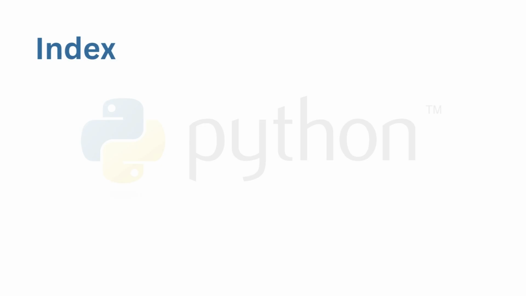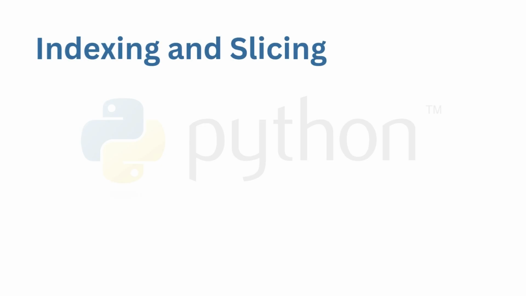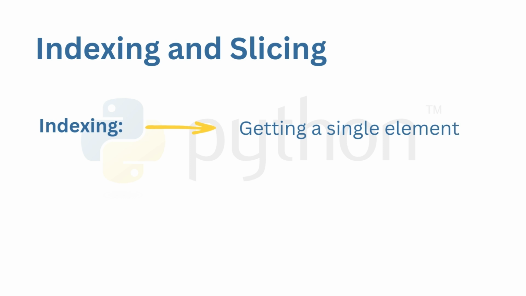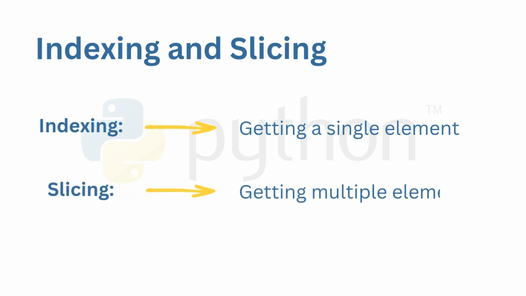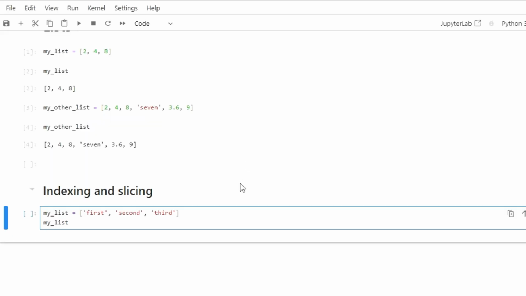We can access the list items, which are also called elements, through something called indexing and slicing. So let's look a little bit at what this is. So indexing is about getting a single item or a single element, and slicing is about getting multiple elements. So let's start with my_list here. I have first, second, and third. So you can see my_list defined right there.